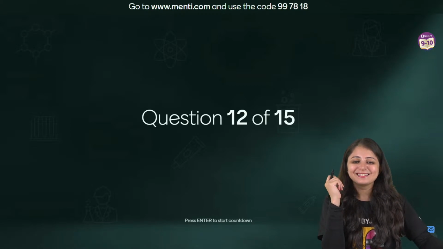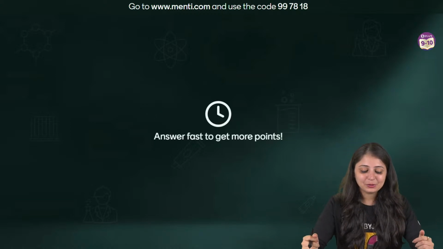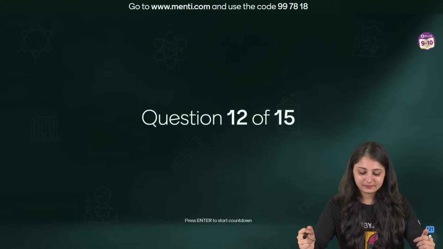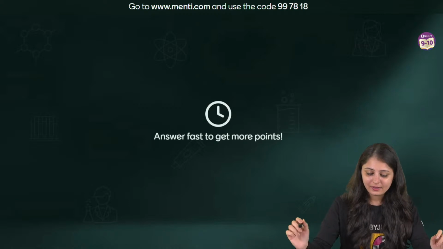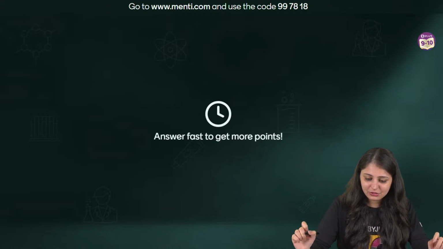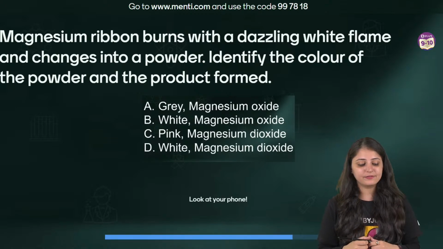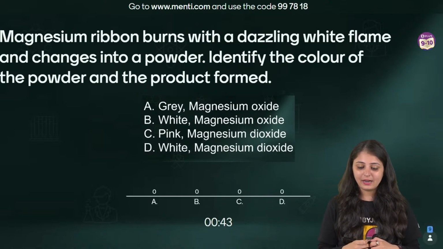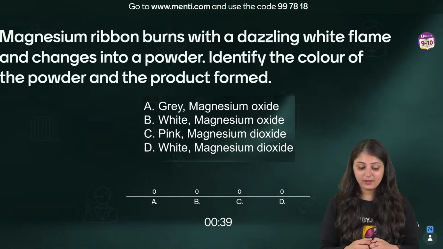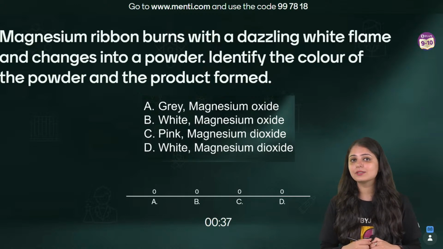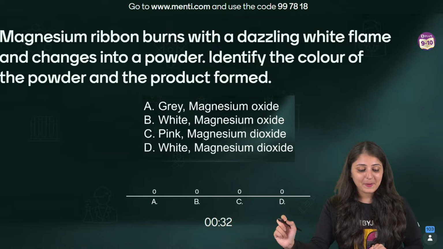Okay. Question number 12 on your screens now. Magnesium ribbon burns with a dazzling white flame and changes into a powder. Identify the color of the powder and the product form. So, two things you have to identify. Don't get confused. Two very important things you have to identify here.